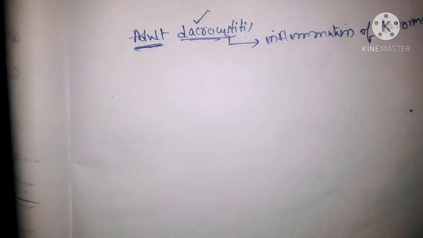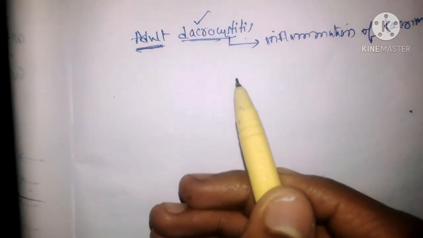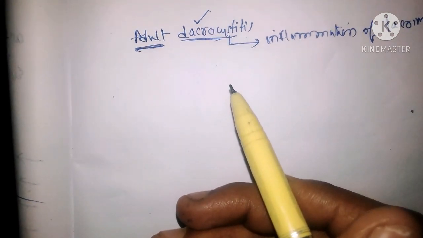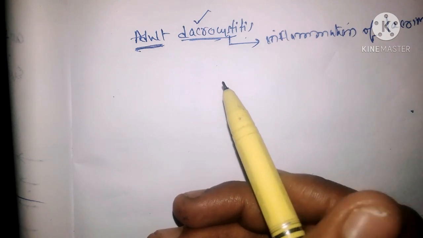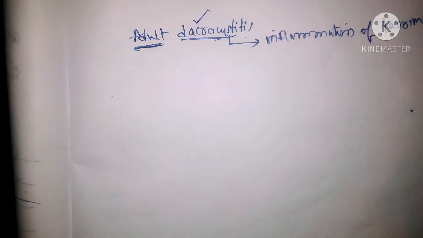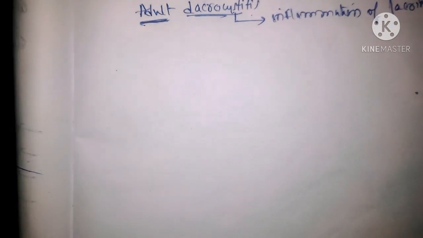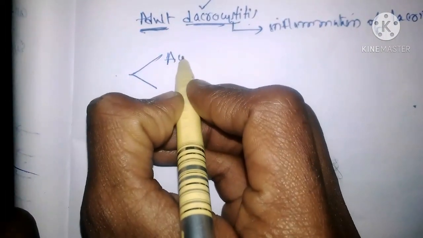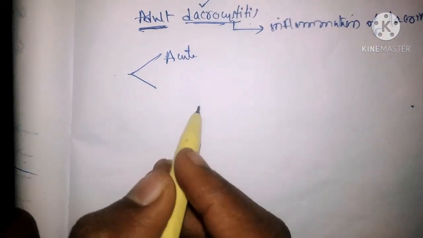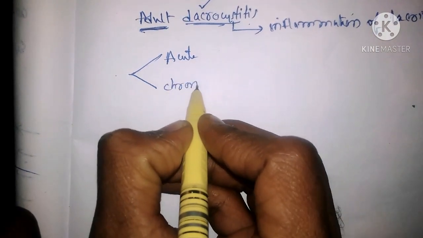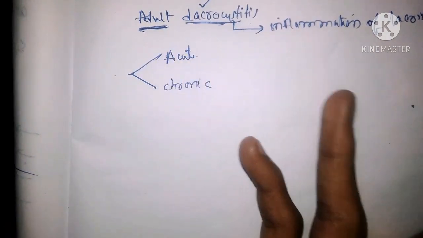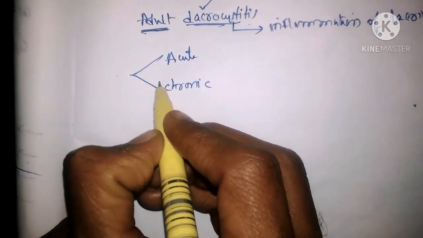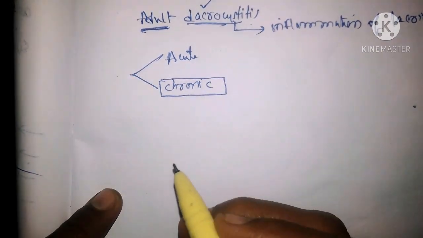I already made a video on congenital dacryocystitis. You can also watch that video after watching this lecture. So if the inflammation of the lacrimal sac is seen in adults, then it is called adult dacryocystitis. This adult dacryocystitis is of two forms: one is acute adult dacryocystitis, then chronic adult dacryocystitis. In this lecture, we will see chronic adult dacryocystitis.